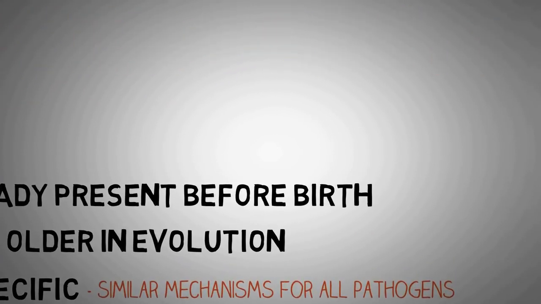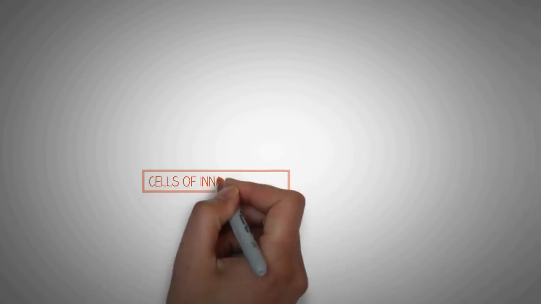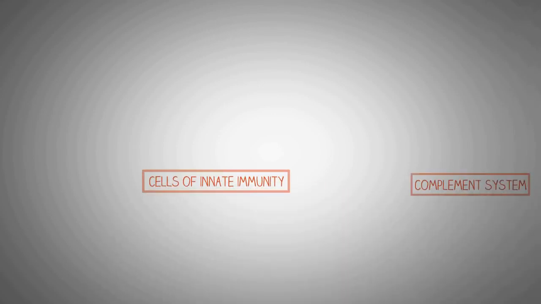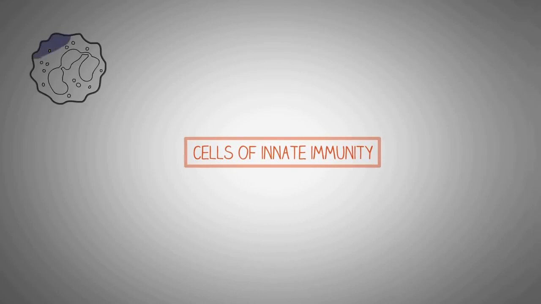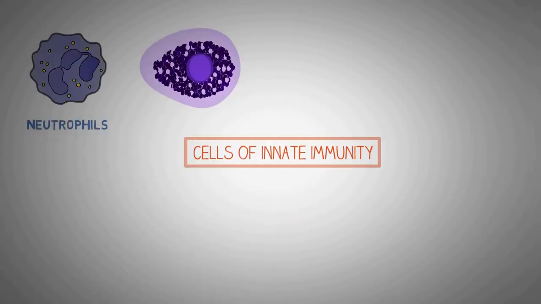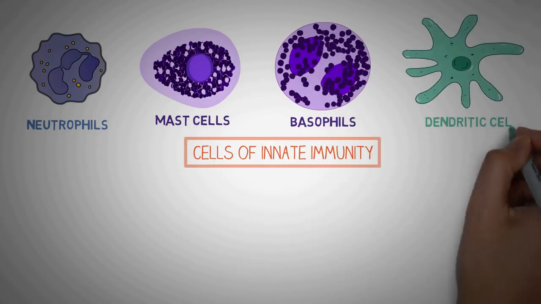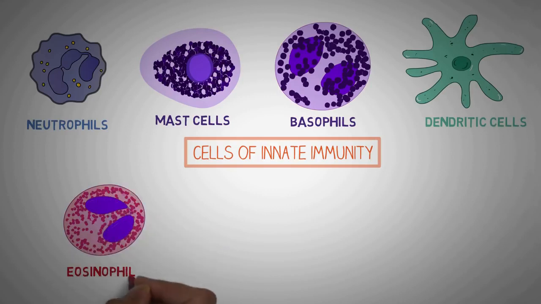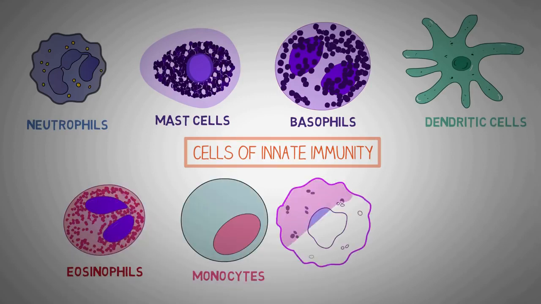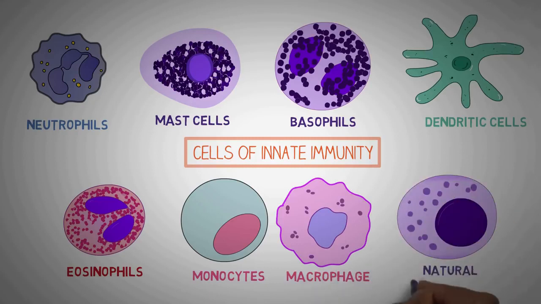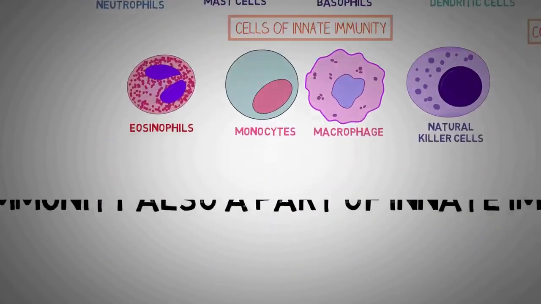Now, let's talk about the innate immune system in detail. The defense system of the innate immunity consists of the various types of cells and the complement system. Let's first talk about the various types of cells of the innate immune system and look at their basic functions. The different types of cells in our innate immune system are neutrophils, mast cells, basophils, dendritic cells, eosinophils, monocytes, macrophages, and NK cells or the natural killer cells. All these cells are a type of white blood cells or WBCs, also known as leukocytes. Leuko meaning white and cytes meaning cell.